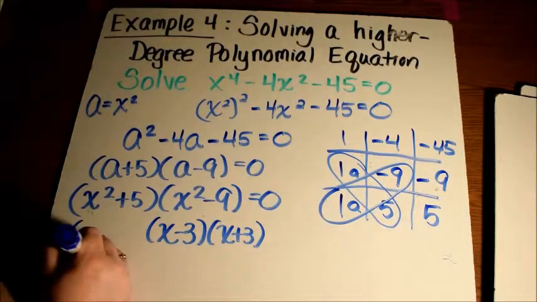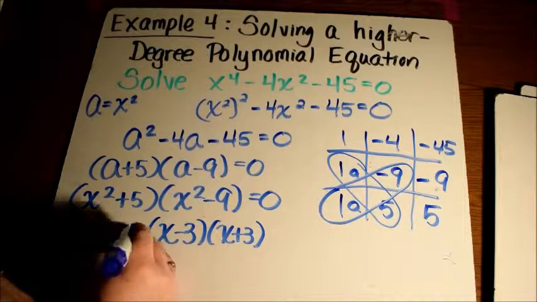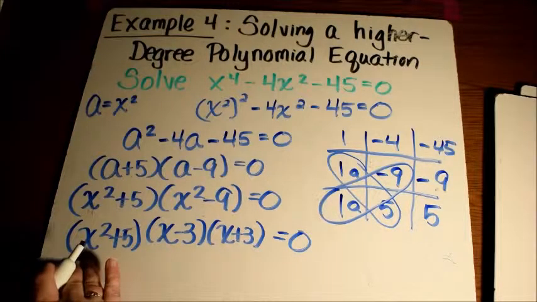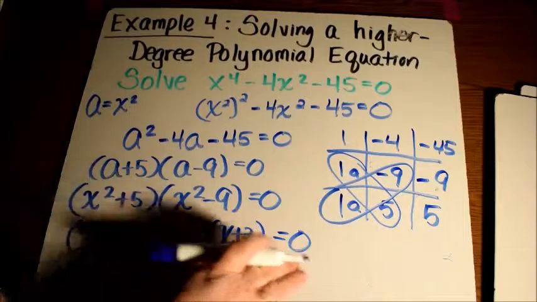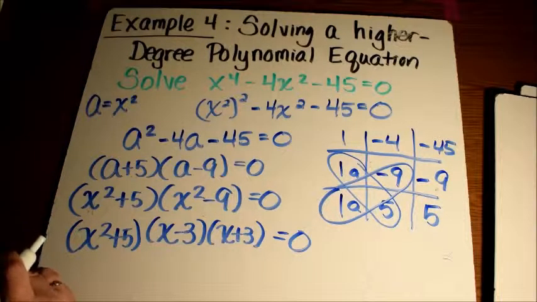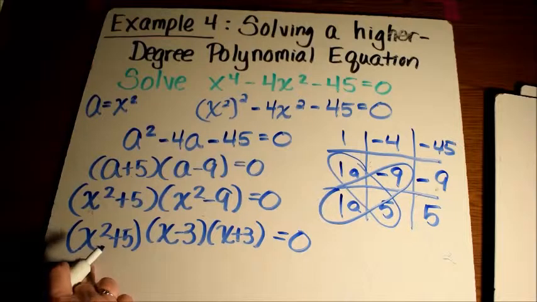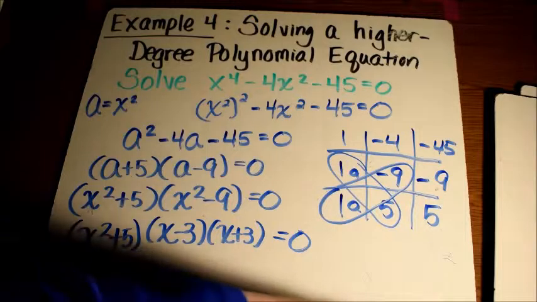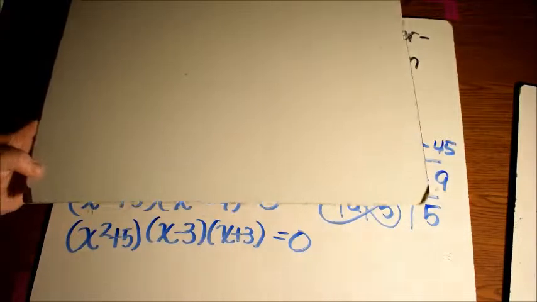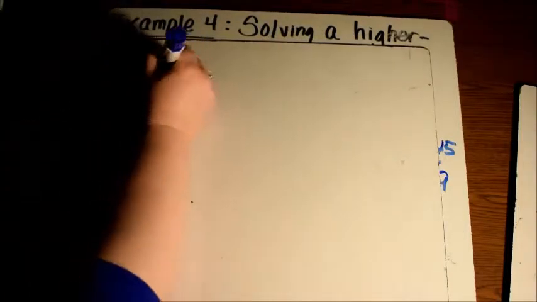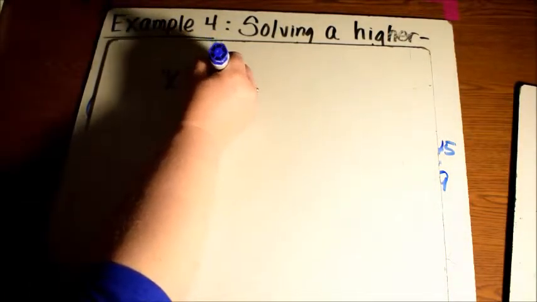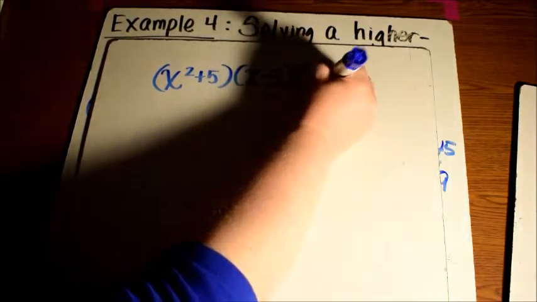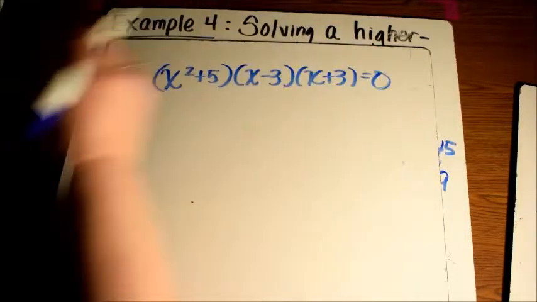But let's not forget about this. X squared plus 5 equals 0. Remember, our goal is to solve. So in order to multiply this times this times this and have it equal 0, at least one of them has to be equal to 0. So we're going to set each one of these equal to 0 and solve for x. So let's copy these down. We've got x squared plus 5, x minus 3, and x plus 3 equal to 0.